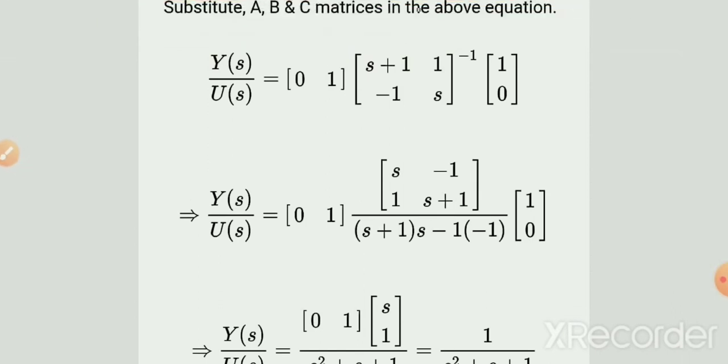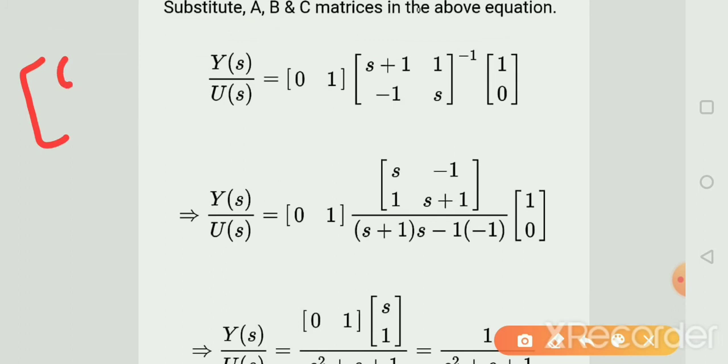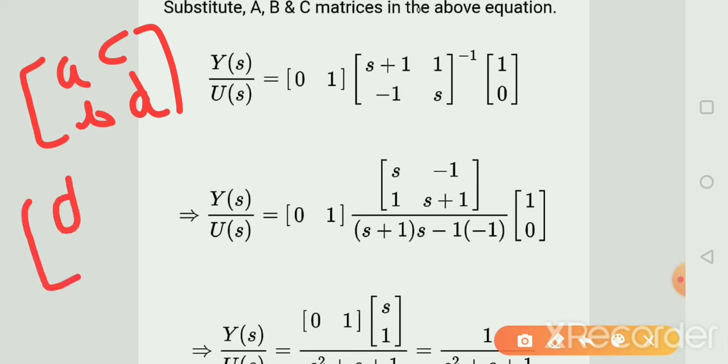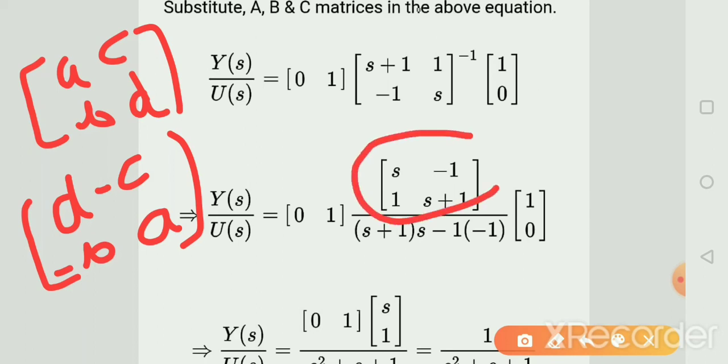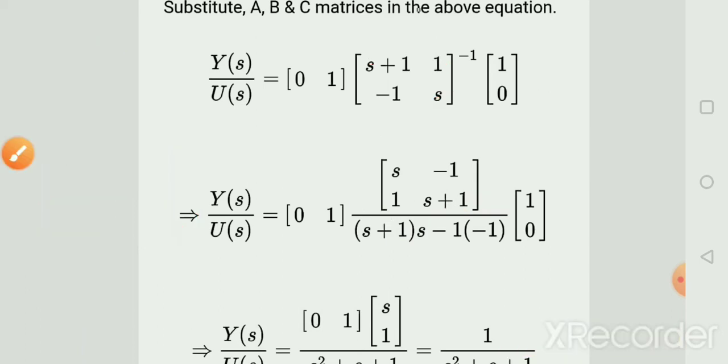Now, the adjoint of A means, at first we calculate the adjoint of A. So if we have a 2 into 2 matrix [A, B; C, D], then we calculate the adjoint. It is [D, -B; -C, A], and here at B and C we have a minus sign. So by this we can get this matrix. Here s is here and s plus 1 is here, and here the sign is changed. Okay, so this is the formula for the adjoint matrix of a 2 into 2 matrix.